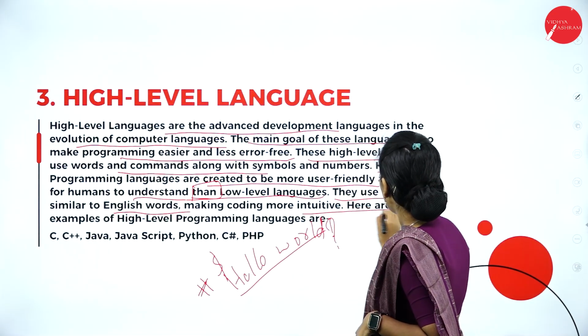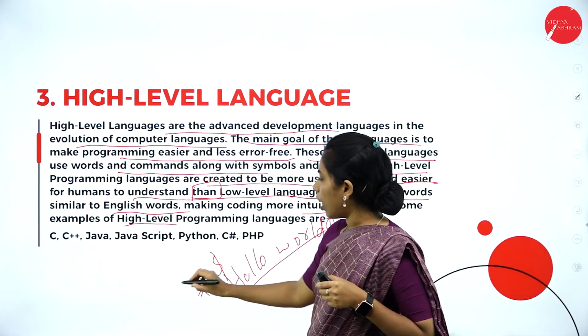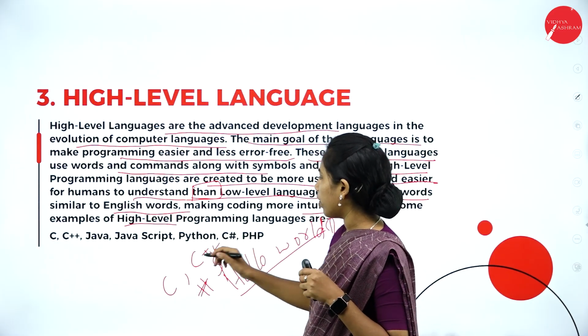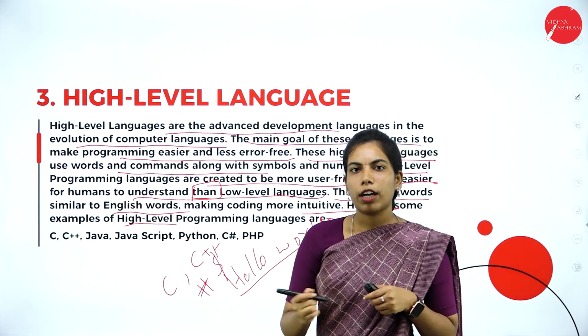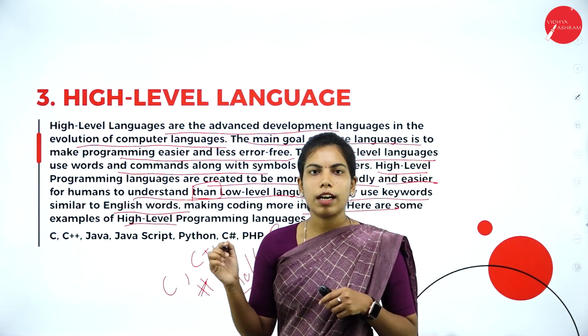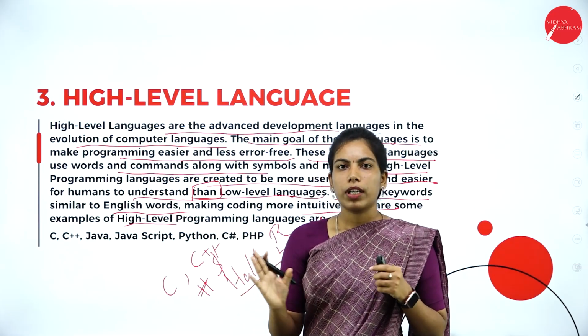And here are some examples. Let's look into the examples. You already know C and also C++ language, Java, JavaScript, Python, C#, and also R programming, PHP. These are all more examples under the high level languages. So these are all computer languages.